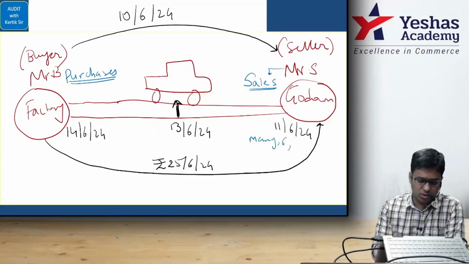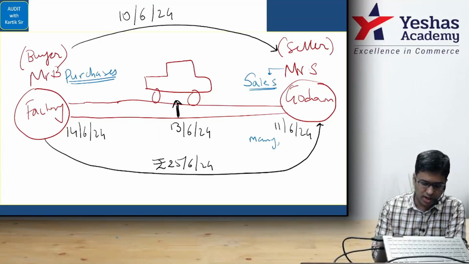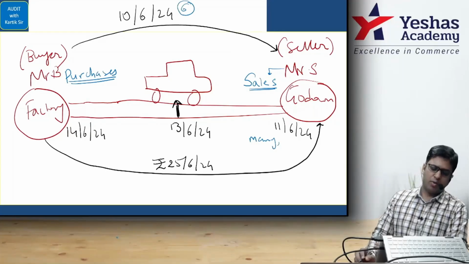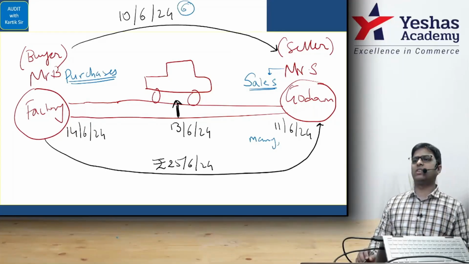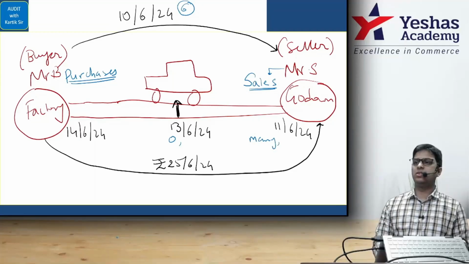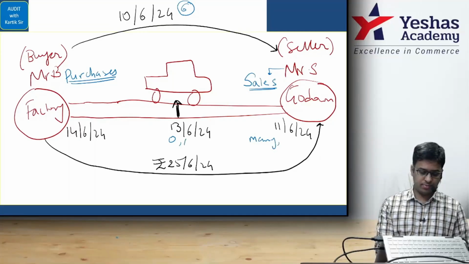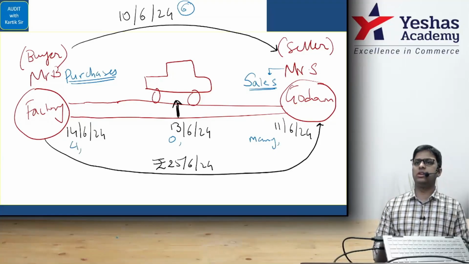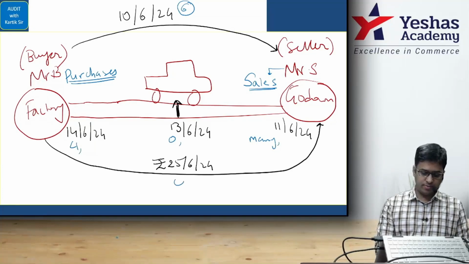How many of you are telling 13th of June, when the vehicle is on the way? None, zero. How many of you are telling 14th June? How many of you are telling 25th, when the payment is made? 25th June? None, zero. Next, purchases. Tell me.